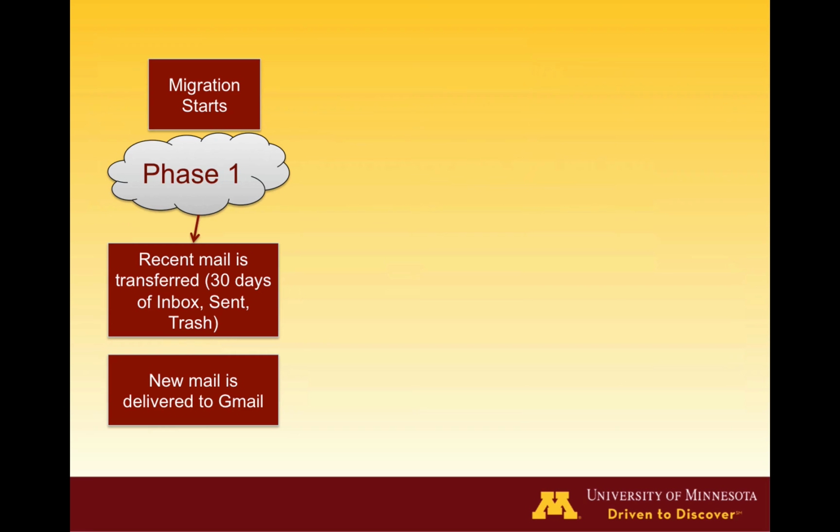The most recent 30 days of messages in the inbox, sent, and trash are immediately transferred to Gmail. This step should only take a few minutes. Because all new email will be arriving in Gmail and your most recent mail is there, you should be using Gmail. You can still access your GopherMail account if you need to retrieve an old message or research information.